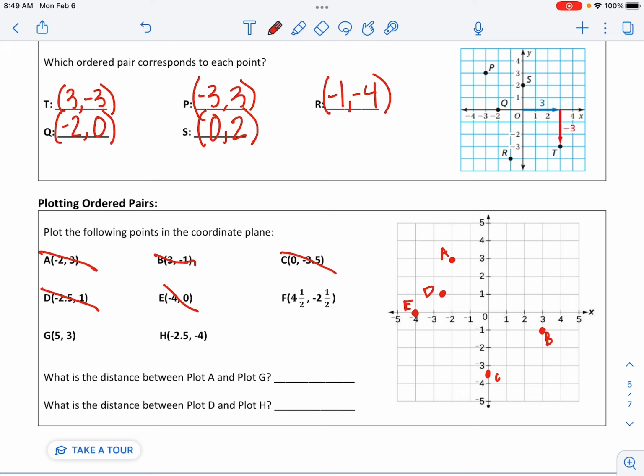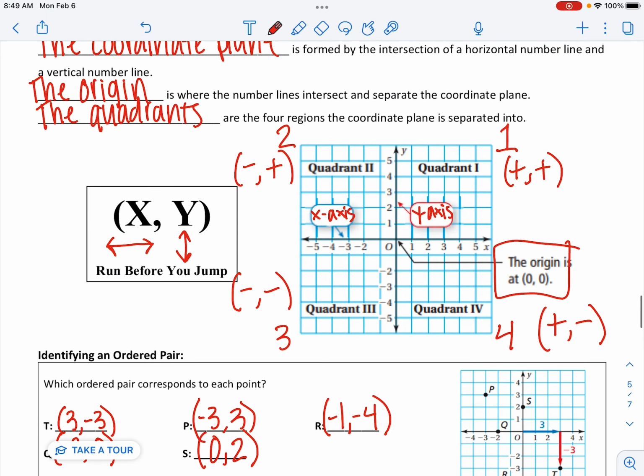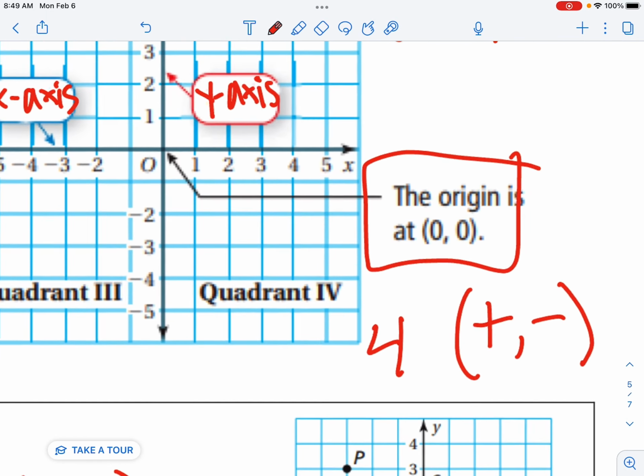F is 4.5, comma, negative 2.5. So that's a positive and then a negative. So if I go up here, a positive and then a negative, that's going to be quadrant 4.